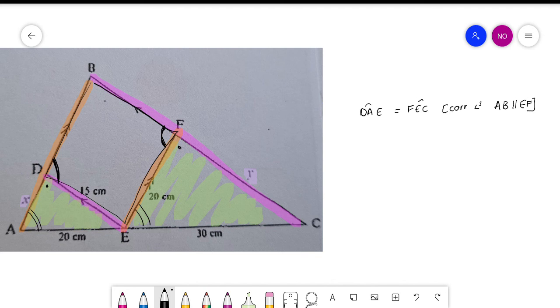I went this route. EFC is equal to FBD. I went there because they are corresponding.